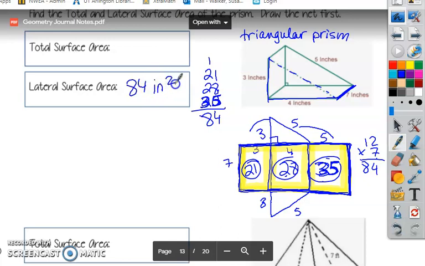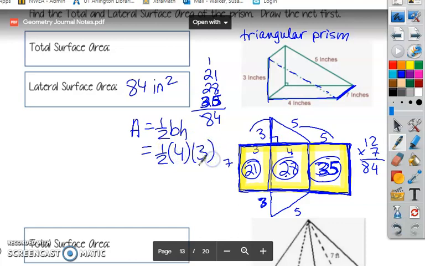Now I have my triangle. This is a 3. To find total, I need to find the rest of the yellow, so I'm going to do the area of a triangle. A equals half base times height. It's got to be 4 and 3. It doesn't matter if you put 3 and 4 or 4 and 3, but it has to be where the right angle is. Half of 4, which is 2, times 3 is 6. This is 6, and this is 6. So my two triangles together are 12.